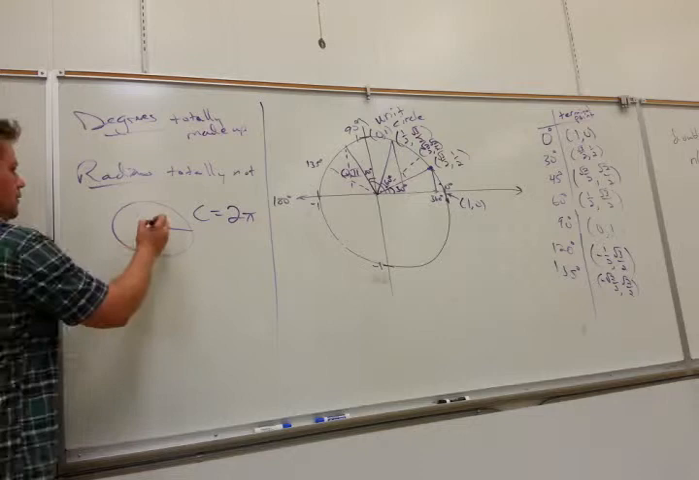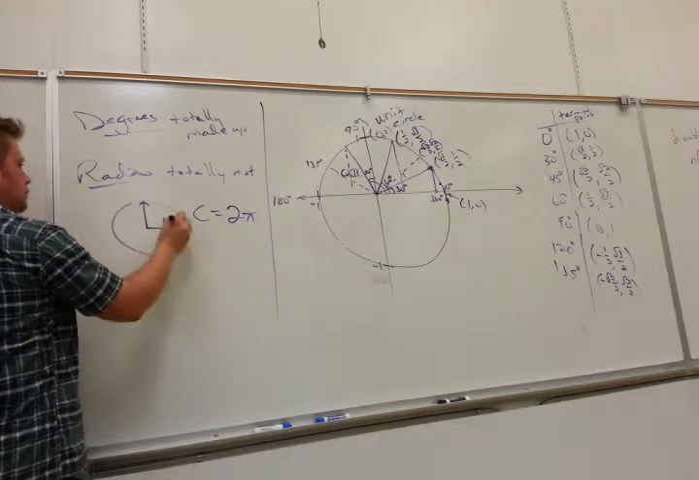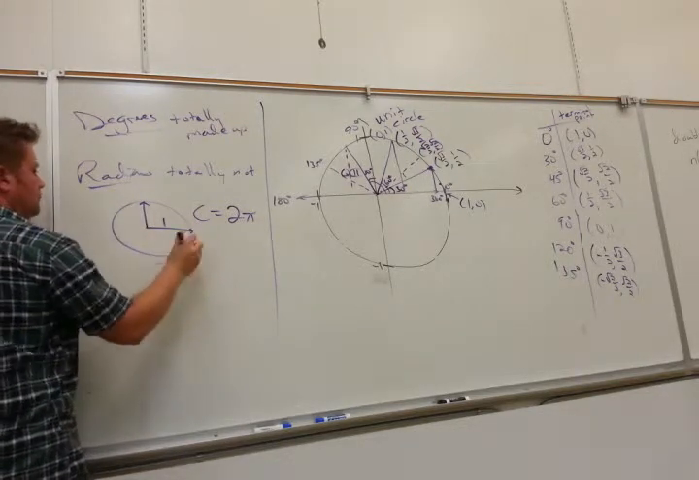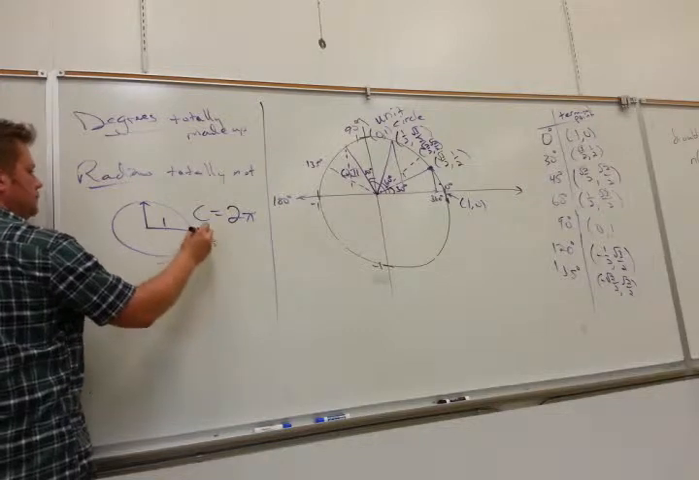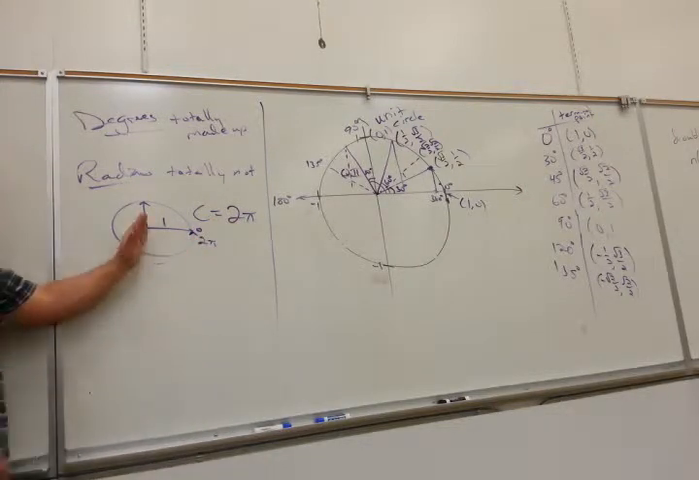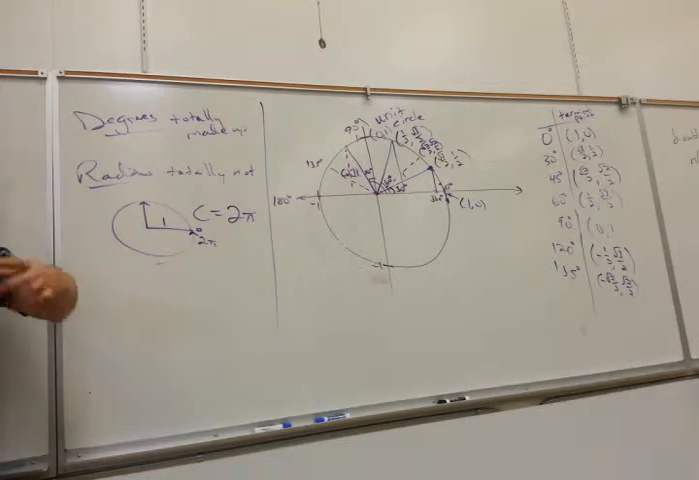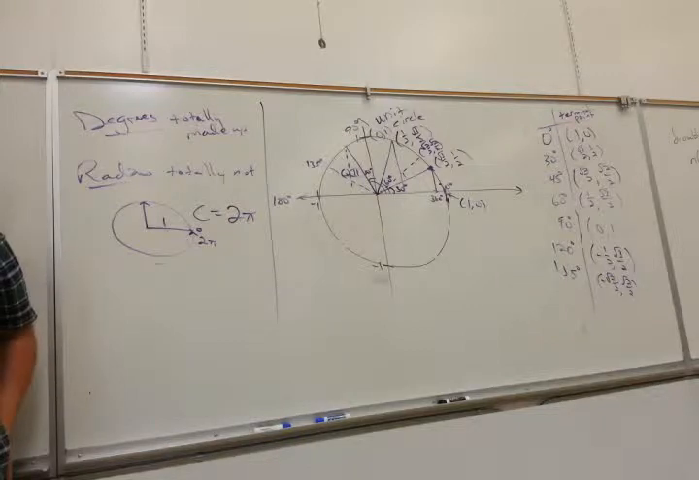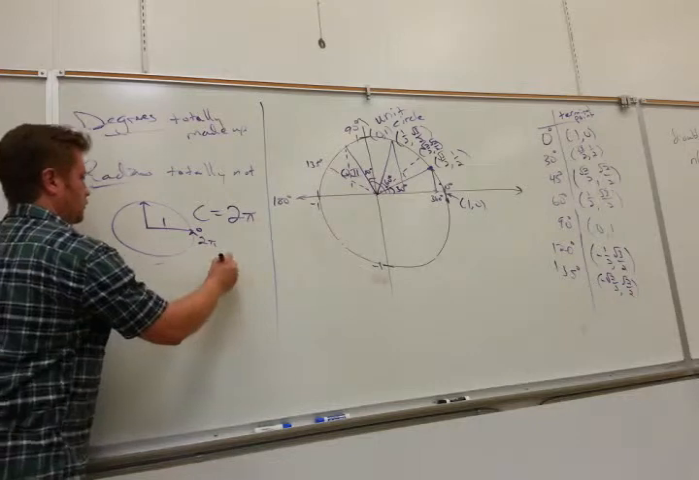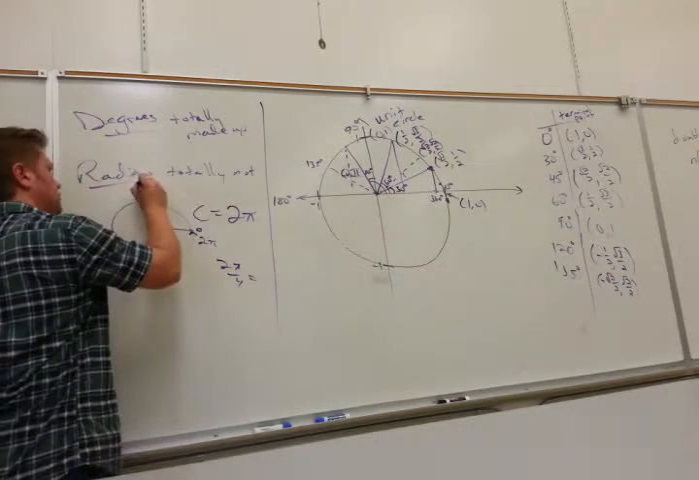So if the whole thing is 2 pi, all the way around is 2 pi, and this is 0, what should it be right there then? A fourth of 2 pi. What's a fourth of 2 pi? Reduce it. Half pi. Well, half a pi. Yeah, pi over 2.